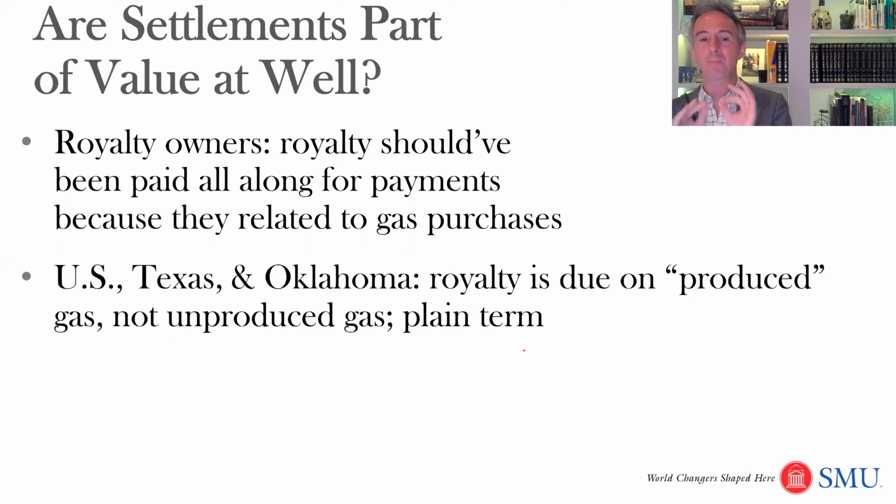So what I can tell you is that federally and also in Texas and Oklahoma, the idea was no, royalty is due on produced gas. This is plain term in the lease. You're supposed to get 1/8 of the value of all gas produced. No gas was produced in return for these payments that came from these take-or-pay settlements. So plain term, therefore, nothing to the landowners.